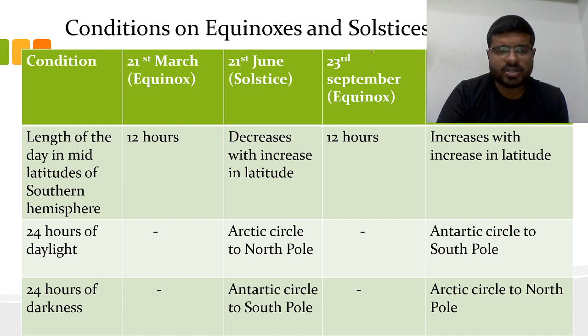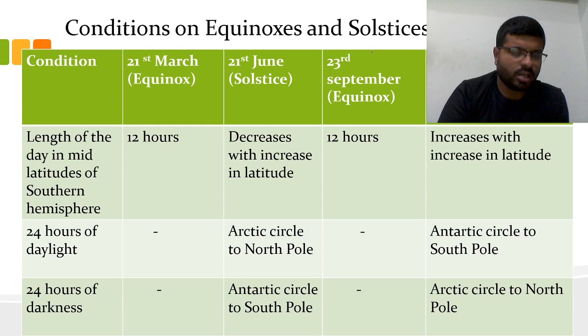Next, 24 hours of daylight, etc. Where do you find 24 hours of daylight? Do you find 24 hours of daylight on equinox day? No. Why? Because it's always 12 hours. That is the reason why there is nowhere in the world you will find 24 hours of daylight on equinox days. And similarly, 24 hours of darkness also is not found. That's why on all the equinox dates you will not find it.